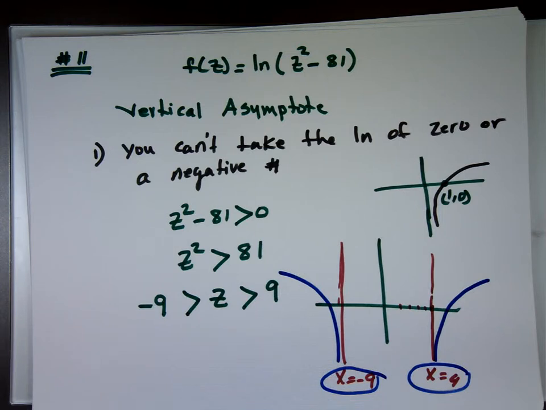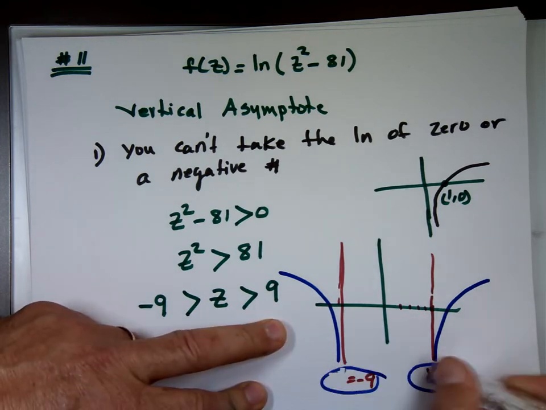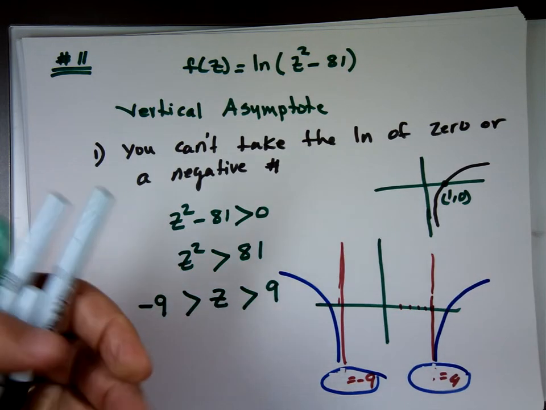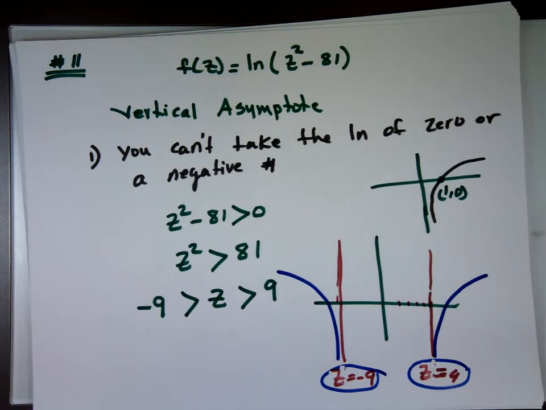Notice I'm using actually z, not x here. I forgot I'm using z here. So I got to write this equation, z equals negative 9 and z equals 9. And I bet you if you write them like this, z equals negative 9 in the smaller one and z equals 9 in the other one, you get the right answer.